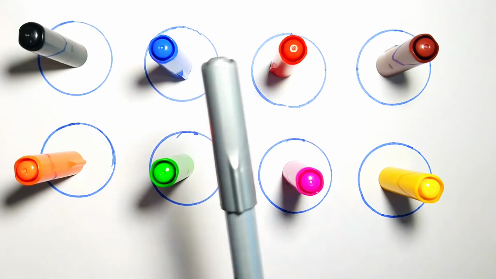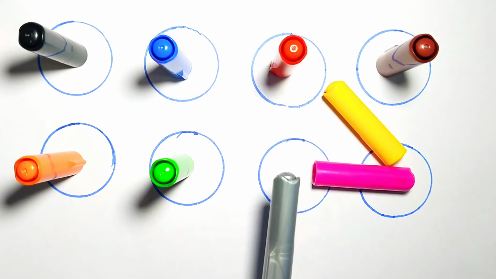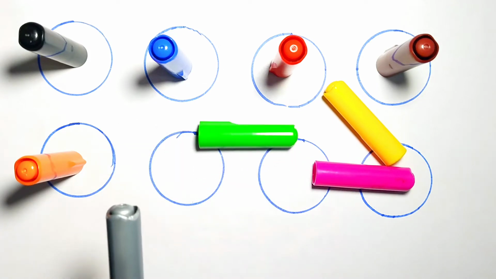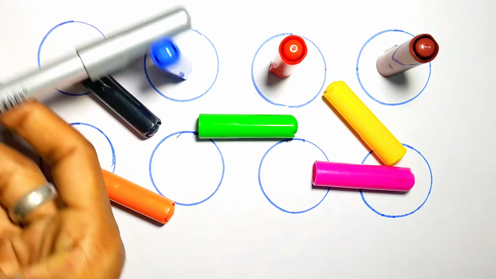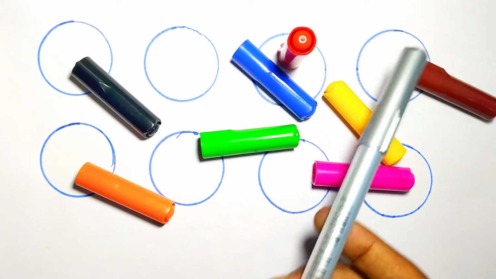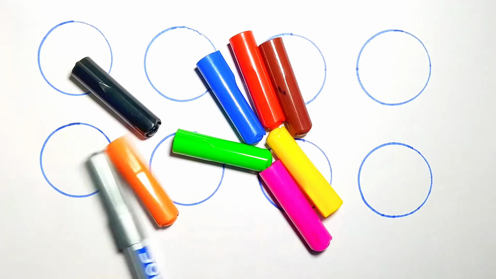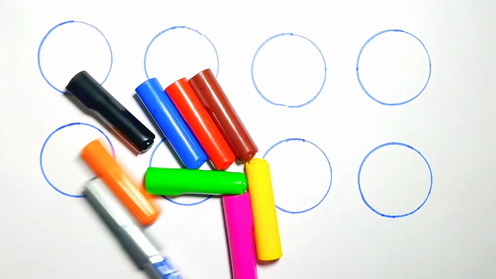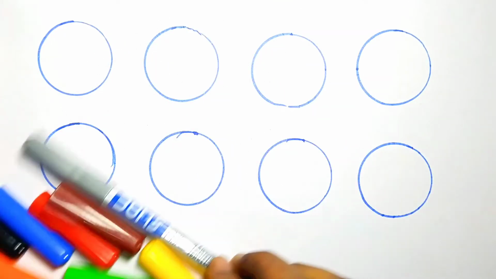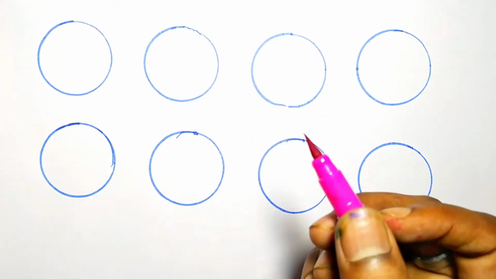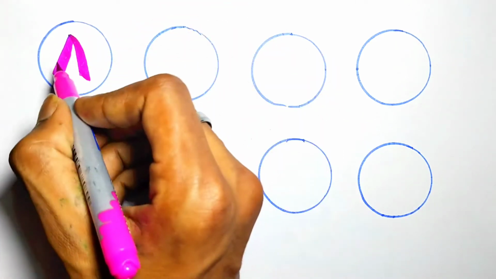Colors name: silver color, yellow color, pink color, green color, orange color, black color, blue color, brown color, and red color. Colors: pink color, A. A for apple.